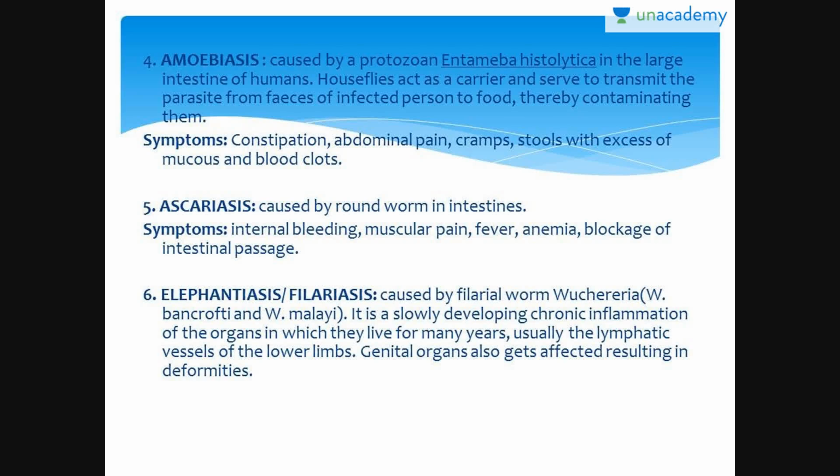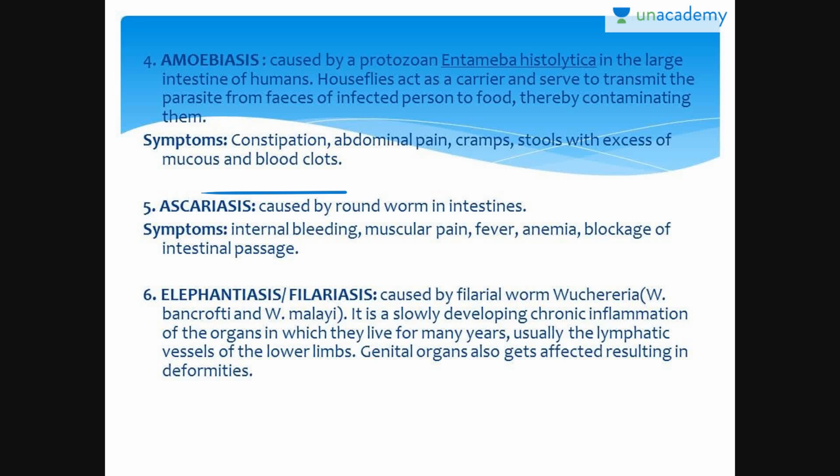Then the fourth one will be amoebic dysentery or amoebiasis. The pathogen which causes it is a protozoan parasite called Entamoeba histolytica. The organs which get affected are large intestines of humans. Method of transmission usually includes the housefly, which acts as a mechanical carrier, and symptoms present in a person suffering with this disease would include constipation, abdominal pain, cramps, stools with excess of mucus, and blood clots.